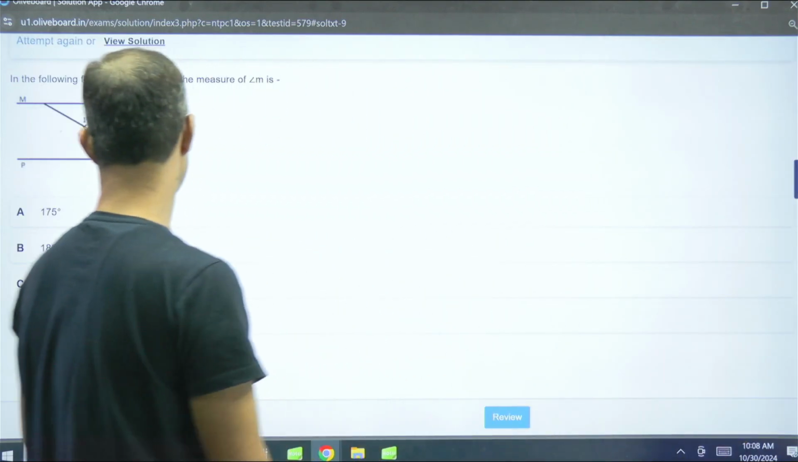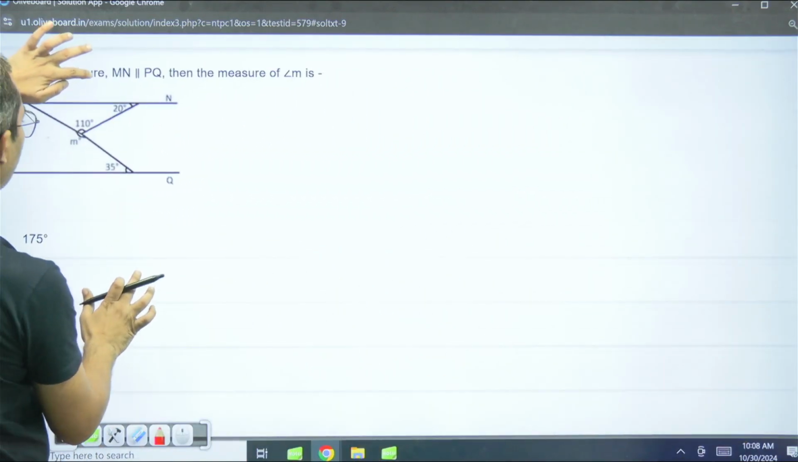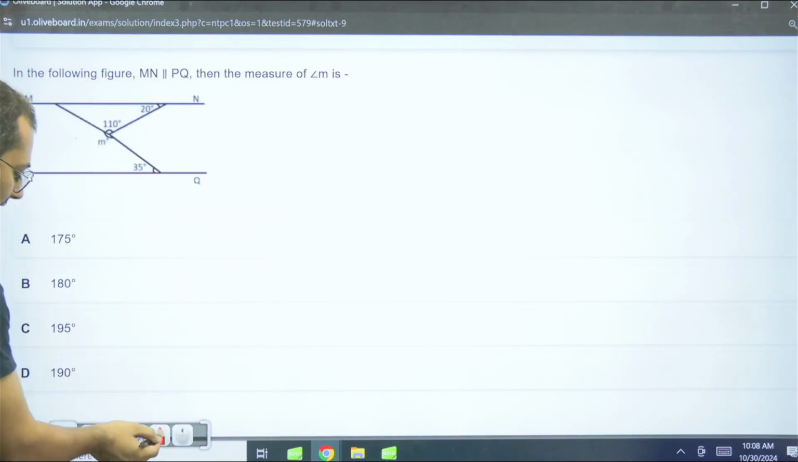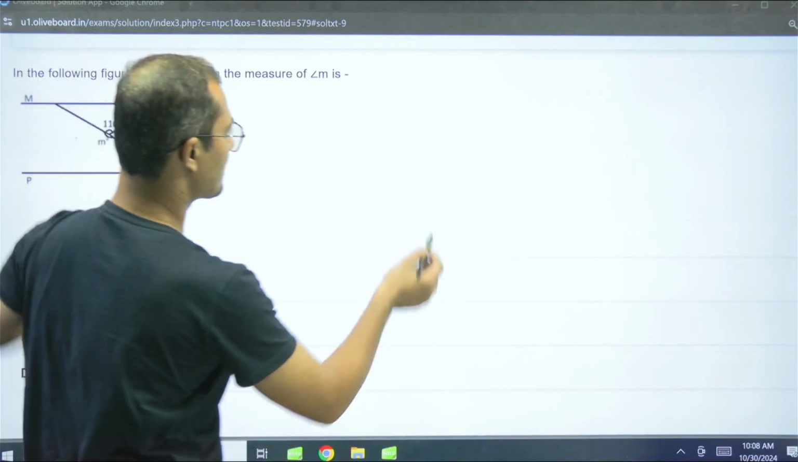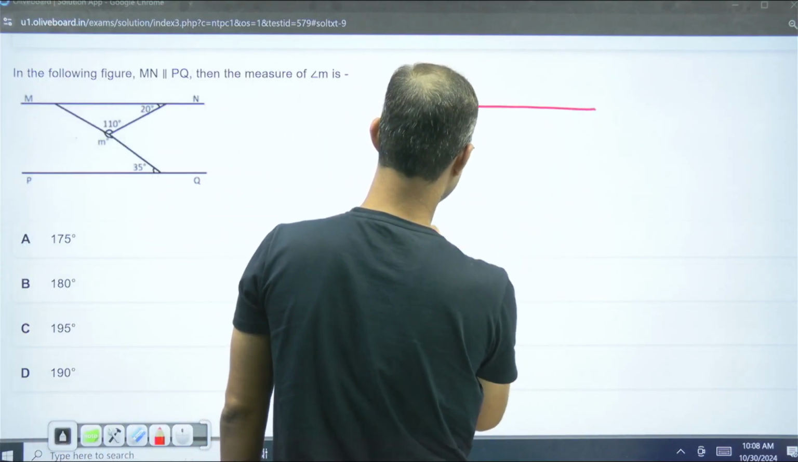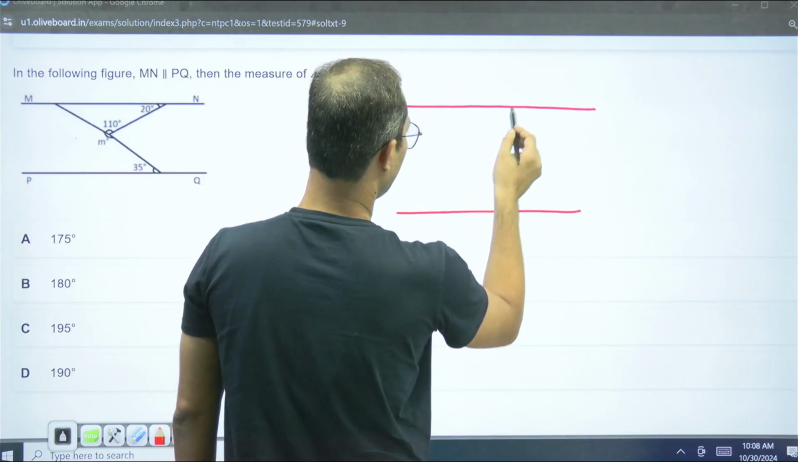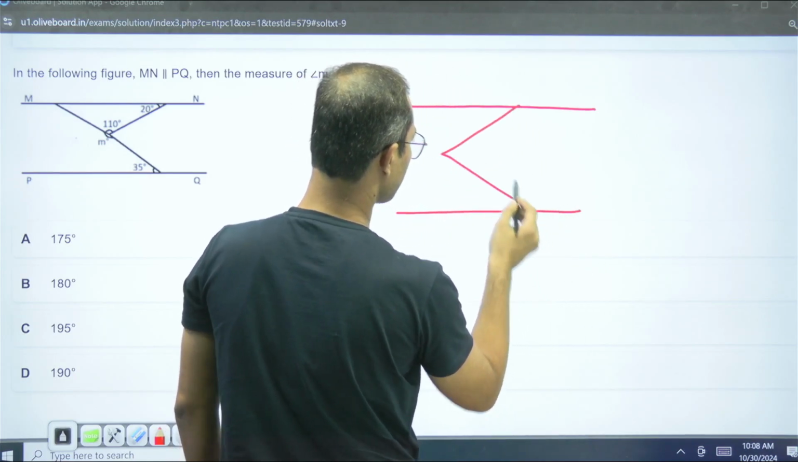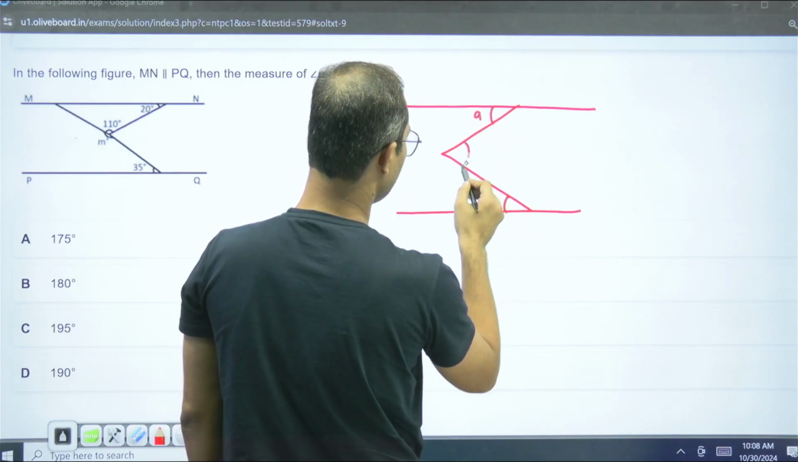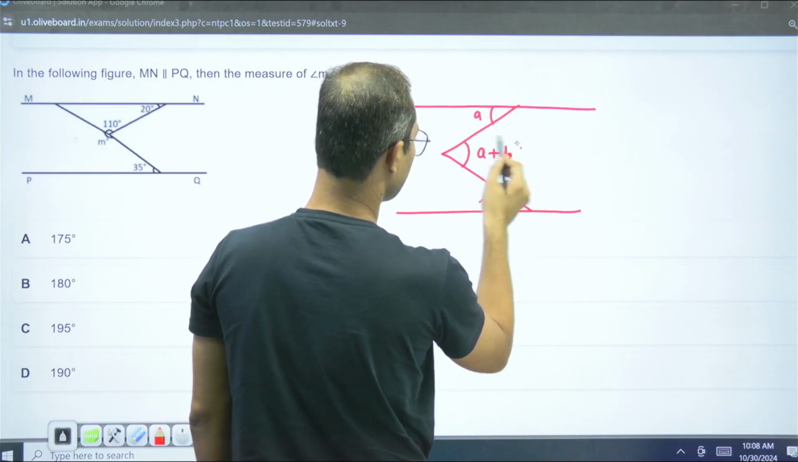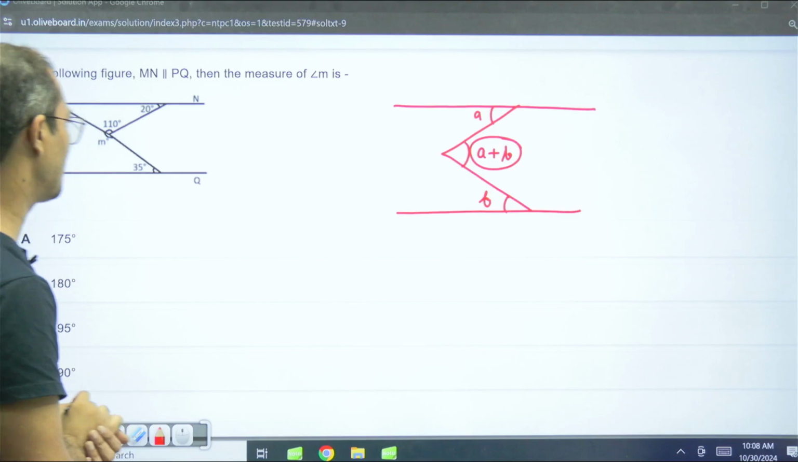Tell me what is the answer for this question. We must know that whenever we get such a figure with parallel lines, if this angle is A degrees and this angle is B degrees, then this angle is going to be A plus B degrees.